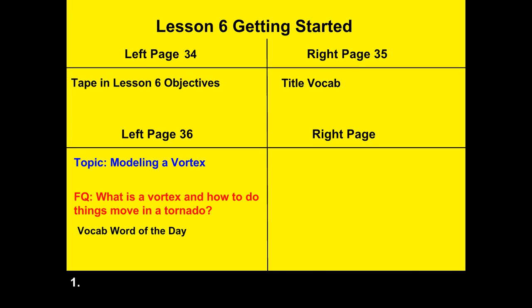So as you get your notebook set up, you're going to be looking for pages 34, 35, and 36, taping the objectives on 34. Your vocabulary will go on page 35. And investigation 6.1, Modeling a Vortex, will go on page 36. Our focus question for today is, what is a vortex and how do things move in a tornado?